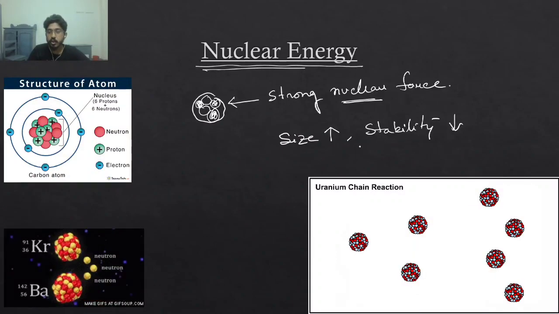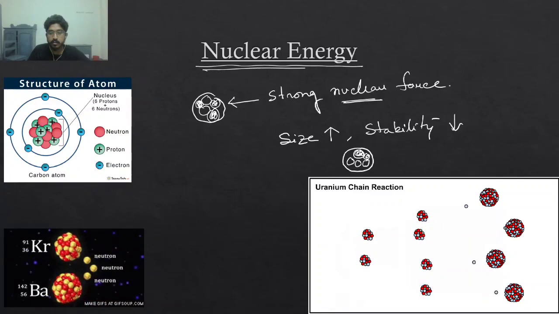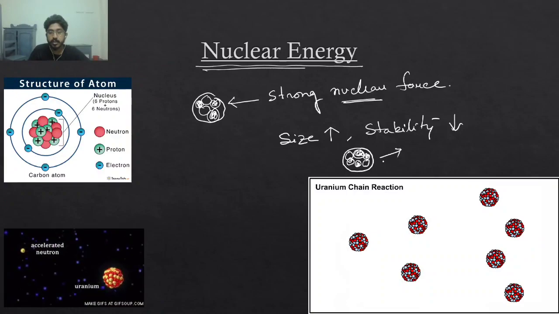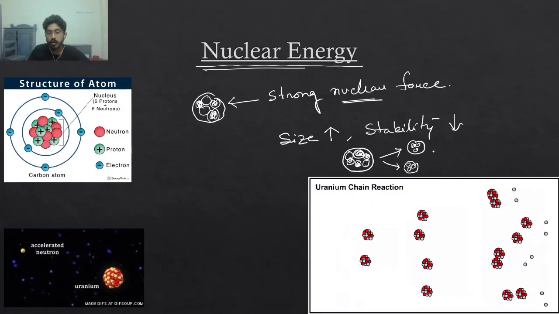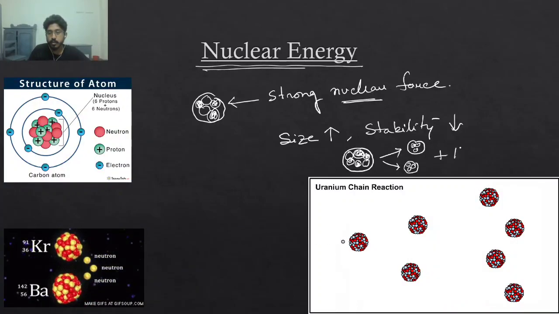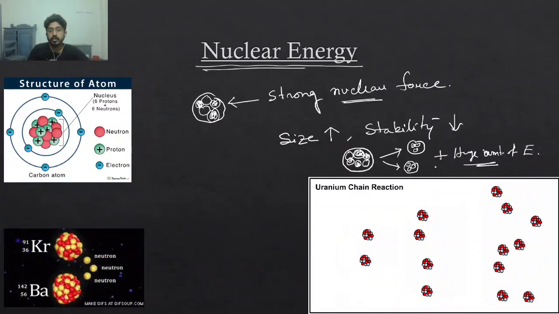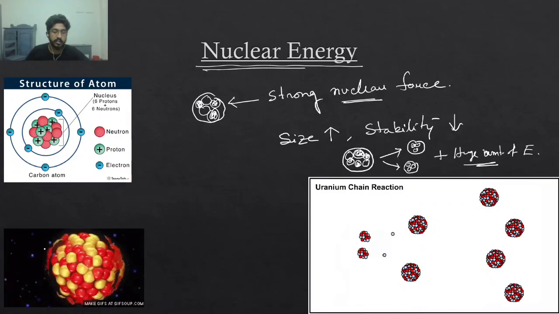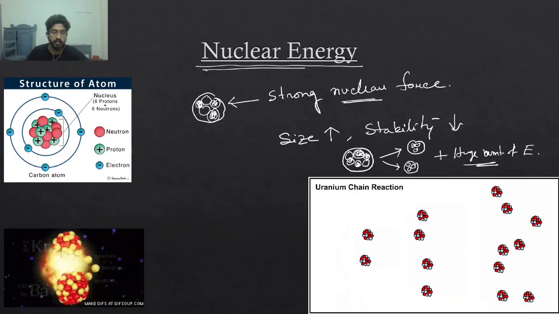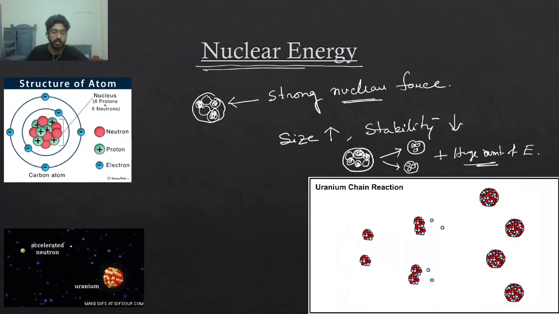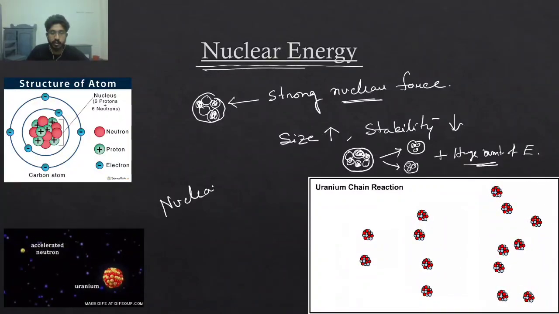Okay, so in order to gain stability, the heavy nucleus is split into two lighter nuclei with the release of a huge amount of energy. Here we can see that an accelerated neutron hits a uranium nucleus, and then it splits into two lighter nuclei of krypton and barium, with the release of a huge amount of energy. And this process is known as nuclear fission.